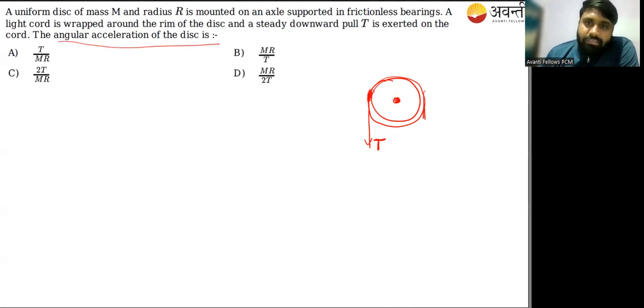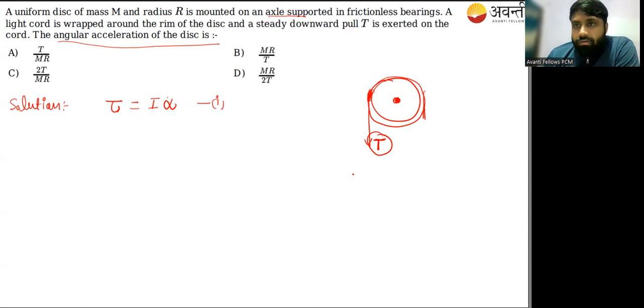You know that this disk rotates about the center axis, which is connected to the axle. So we know that torque is equal to I alpha, where alpha is the angular acceleration. This is the equation for finding the angular acceleration. This is equation 1. Now, the torque is caused only by this pull, which is applied on the cord.